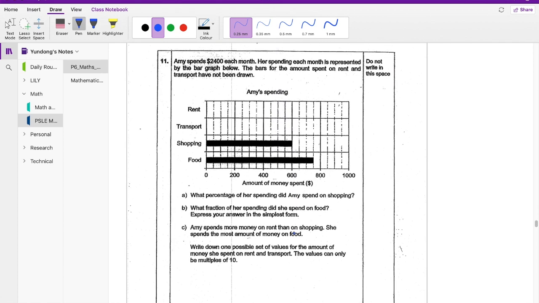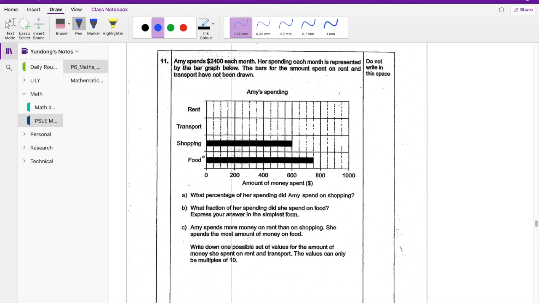Okay, let's see. Question 11. Amy spends $2,400 each month. Her spending each month is represented with this bar graph as below. The bars for the amount spent on rent and transport are not drawn. So this one is unknown, right?